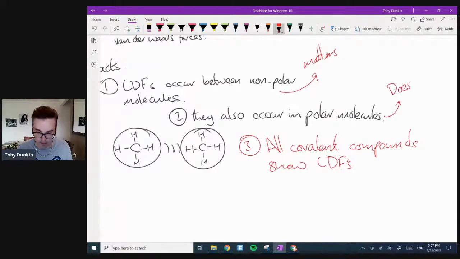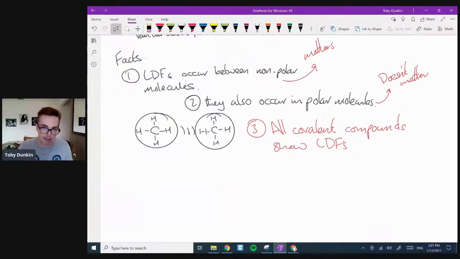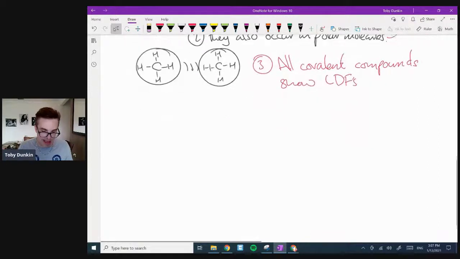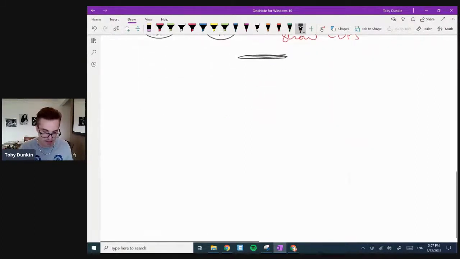The reason being is something else is going to be there, like a DD or a HB, which is way stronger than the LDF. So it doesn't really matter, so we tend not to consider it. There are exceptions to that rule, and I'll come to that. So in fact, what I want you to take away was that everything has LDFs. Now we need to explain what an LDF is.